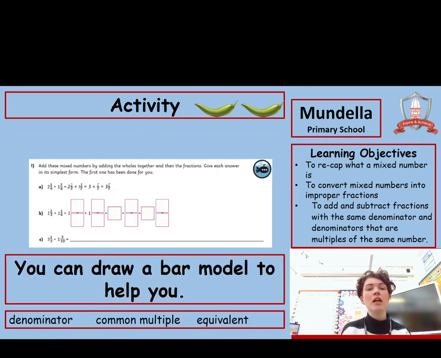2 green chili pepper challenge. You've got to add some mixed numbers together. You've been given an example question, so use that to help you. Also, I suggest you draw a bar model to help you with this. Pause the video now to complete the task.